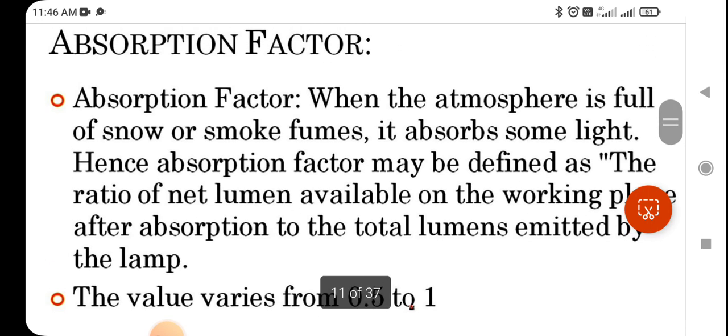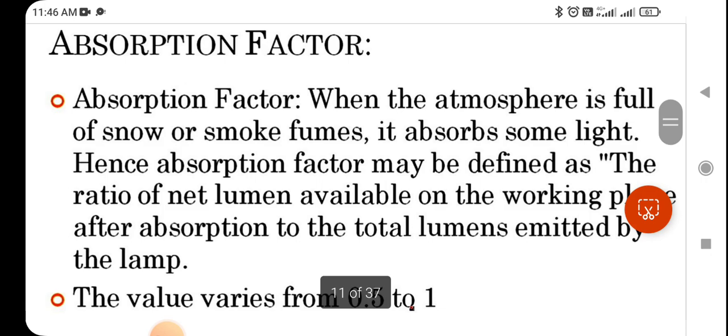So this is all the basic definitions of illumination. The next part we will discuss in the next video.